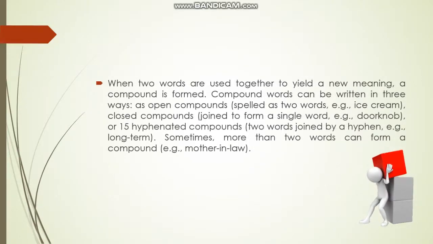When two words are used together to yield a new meaning, a compound is formed. Compound words can be written in three ways: as open compounds, or spelled as two words, for example ice cream; closed compounds, or joined to form a single word, for example darknoob; or hyphenated compounds, or two words joined by a hyphen, for example long-term. Sometimes more than two words can form a compound, for example mother-in-law.